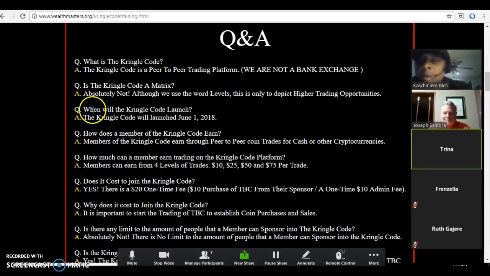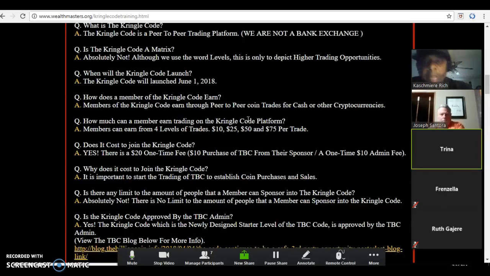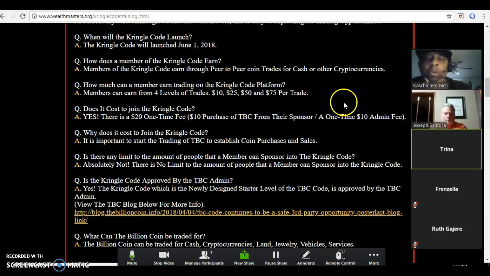When will the Kringle Code launch? We're scheduled to launch June 1st, 2018, depending on if they can get the wallet situation together. But that is our tentative date. How does a member of the Kringle Code earn? Members earn through peer-to-peer coin trades for cash or other cryptocurrencies, or land, jewelry, automobiles, services, whatever you choose to accept for your TBC.